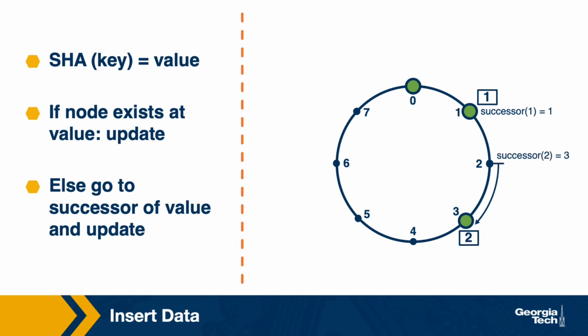For instance, to insert a data item with a key which hashes to 2, since there is no node 2, the update will be performed at node 3, which is 2's successor. There may not be an immediate successor, in which case the next available node is updated. For instance, for a data item whose key hashes to node 6, the node which will be updated is the next available successor. In this case, that's node 0.